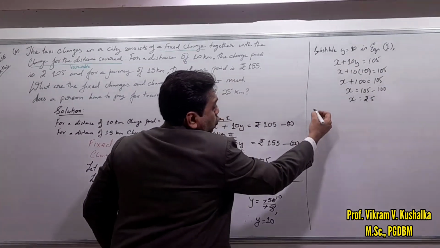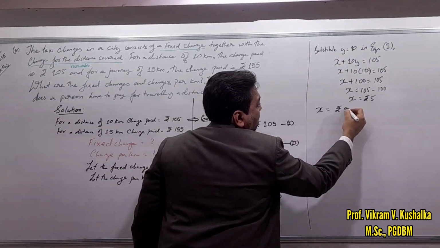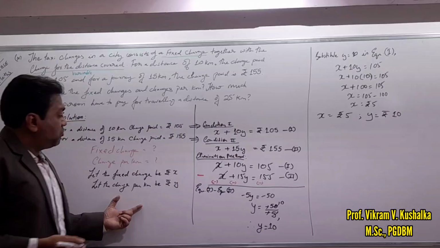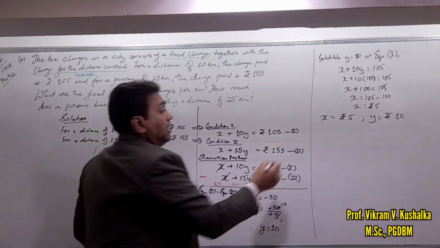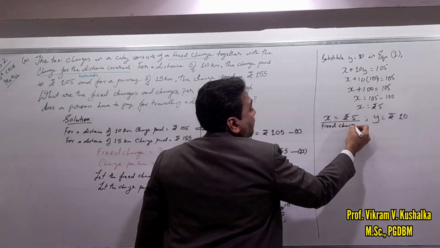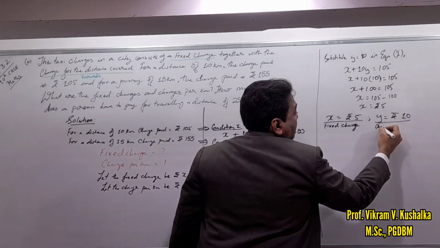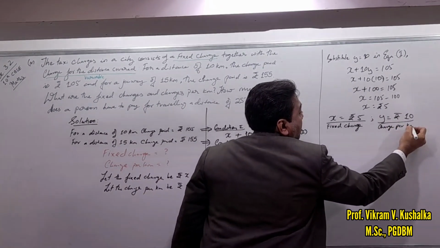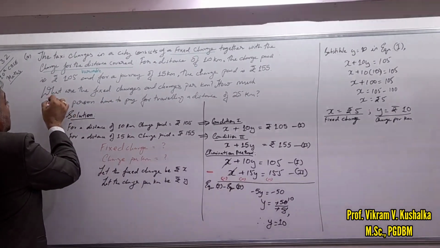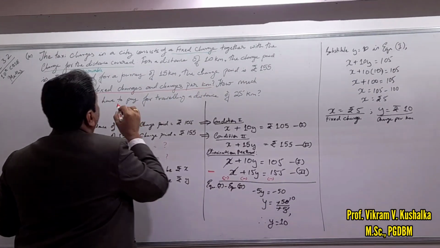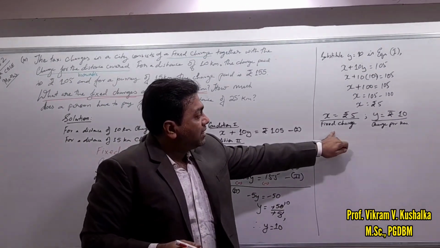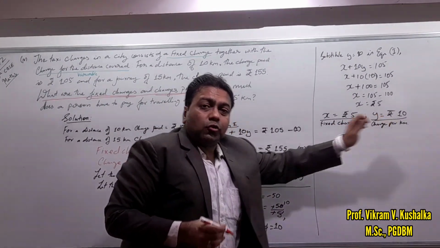So we got two values. X is equal to rupees 5 and y is equal to rupees 10. Both the variables we've got. What is your x? X is the fixed charge. This is your fixed charge that we got. And what is y? This is the charge per kilometer. That was the very first part of your question, what are the fixed charges and charges per kilometer, and we got it. Fixed charge is rupees 5, charge per kilometer is rupees 10.